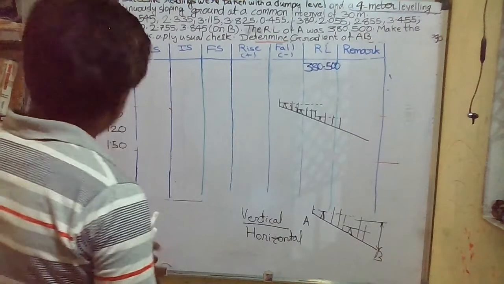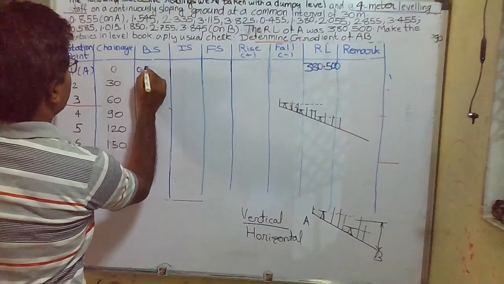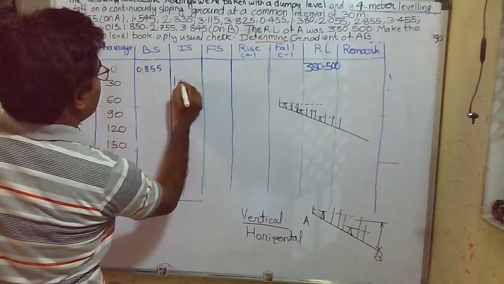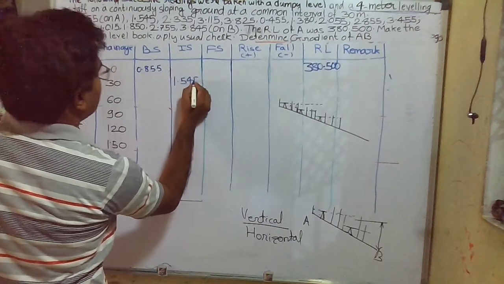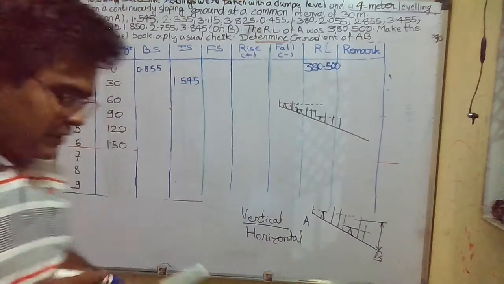First entry we will do in the backsight, 0.855. The next reading on the intermediate sight is 1.545. Now here, what is the change point? How to decide it?